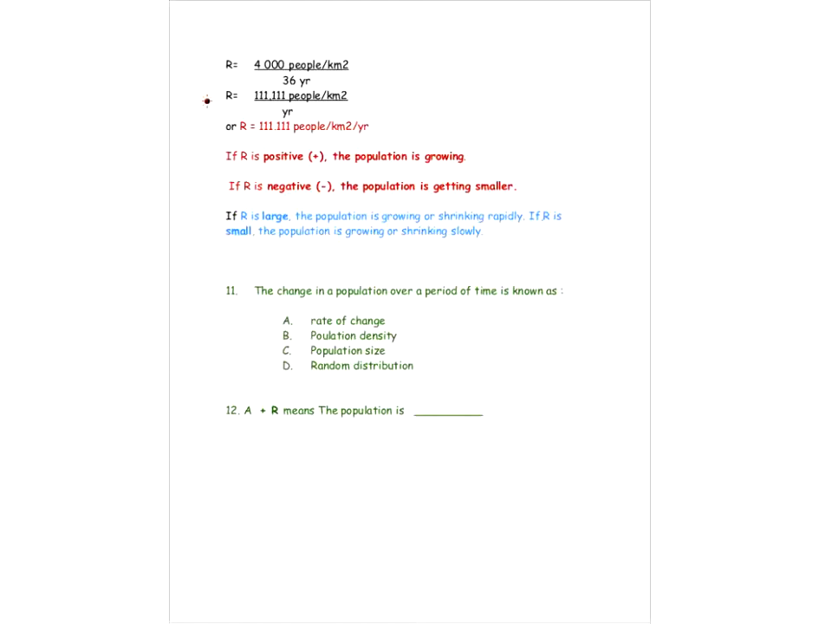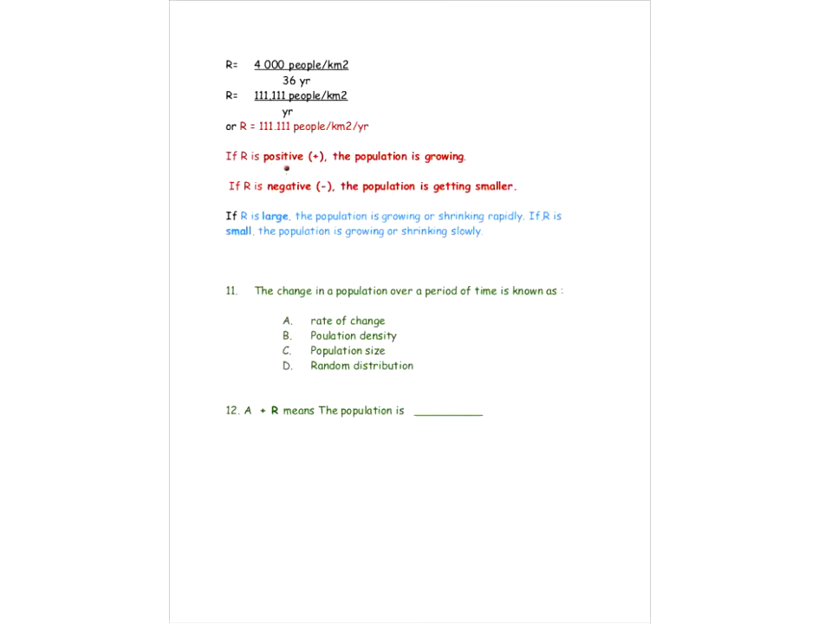Okay, so on the next page, because we multiplied by 100, rather than having this as 100,000, at one point this was crossed off. So this was 400,000, and that was crossed off with the 100. That's why we just have 4,000 at this point. So we've got 4,000 divided by 36, and that comes out to 111 people per kilometer squared per year. The number of people per kilometer squared is the density, and then it's per year.